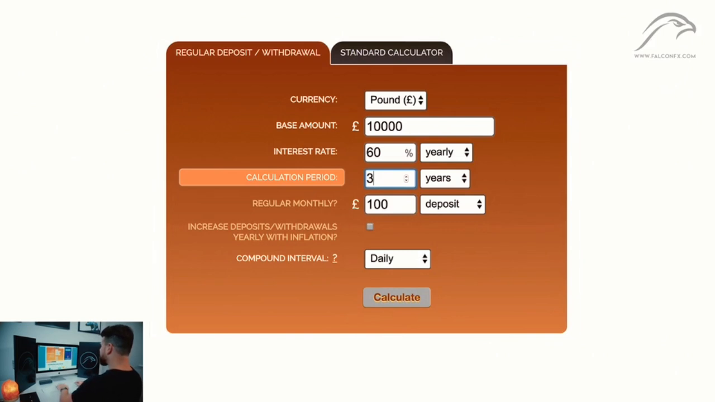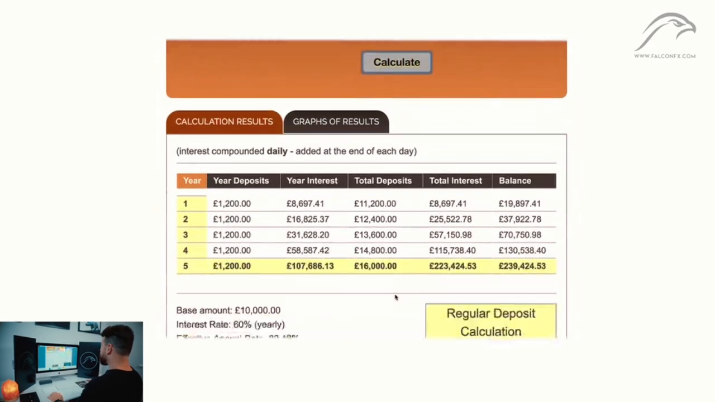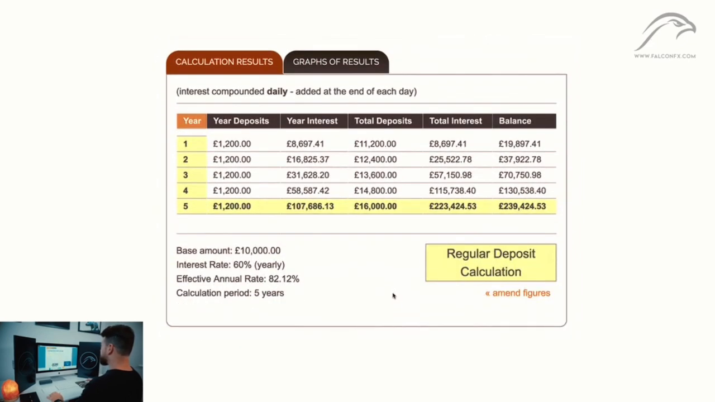So now let's take a look at 5 years. So change the 3 to 5, and we calculate. Now look at the difference. This is where it changes. So after the 3rd year, so we're looking at 70, right?